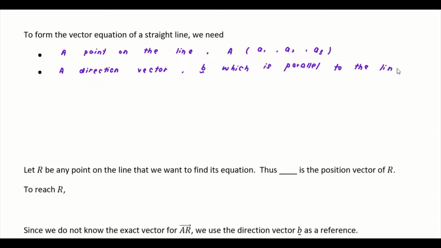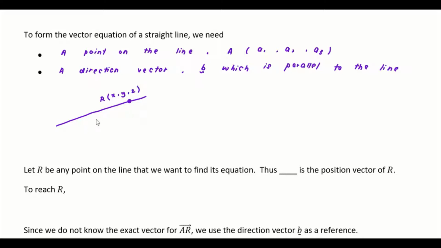Let me try to explain this idea by using a diagram. I have a straight line. Let R be any point on the line that we want to find its equation. Perhaps I just assume that my R is here. Obviously R is a point, like for example, in y equals mx plus c, the x and y can be any coordinate, as long as we substitute the correct x, then we get the y. So that's a similar idea. The R here is the unknown point that we want to find the equation for. So we have the x, y, z here.